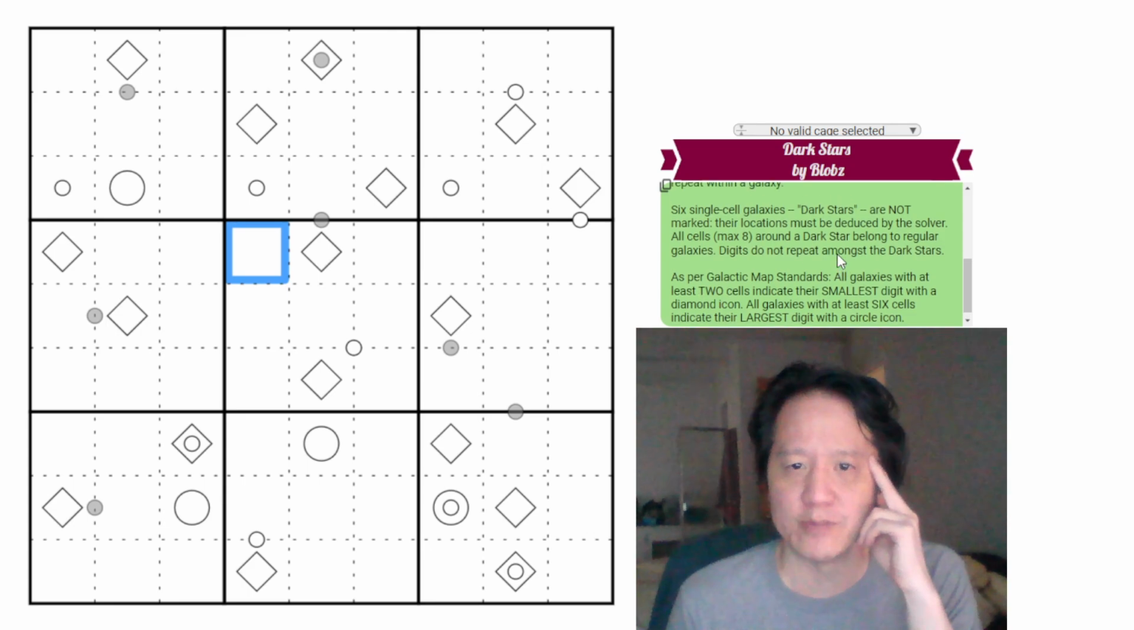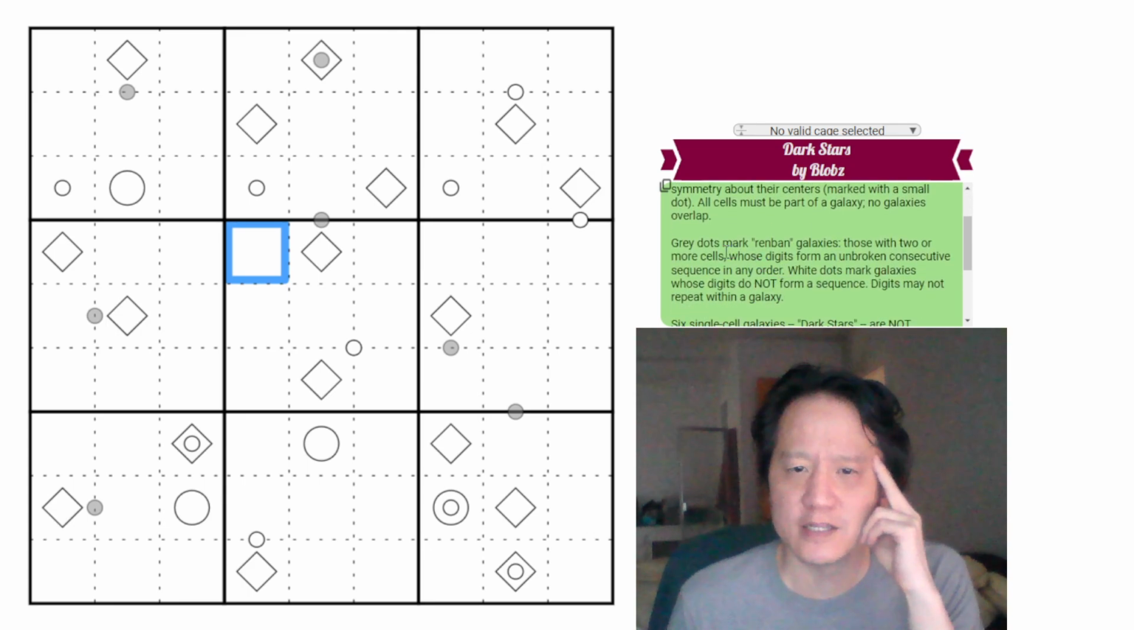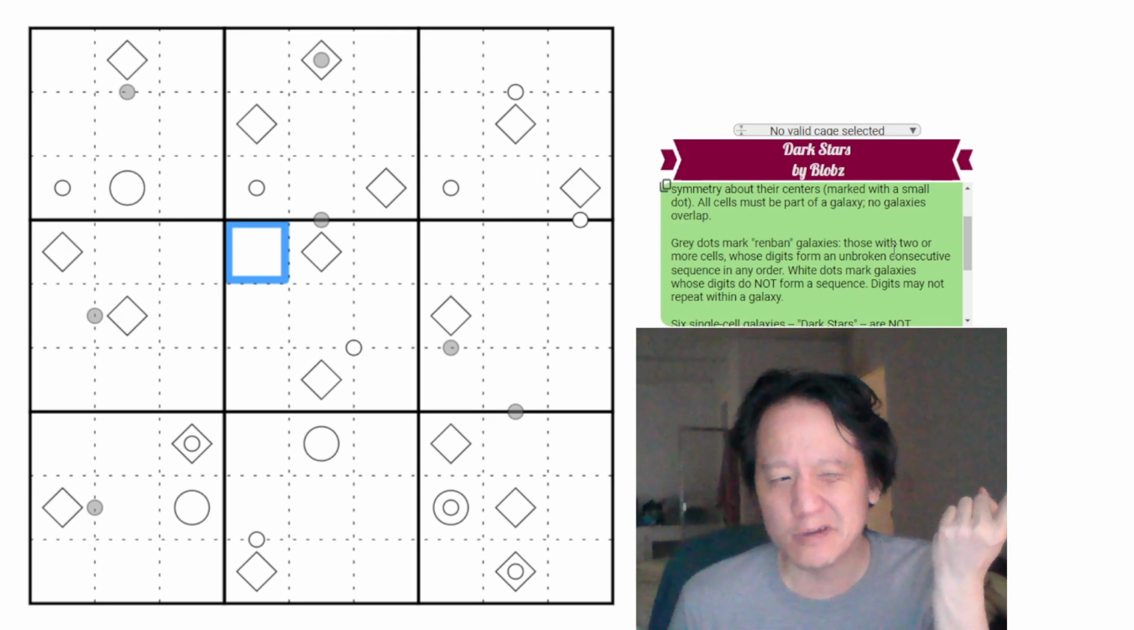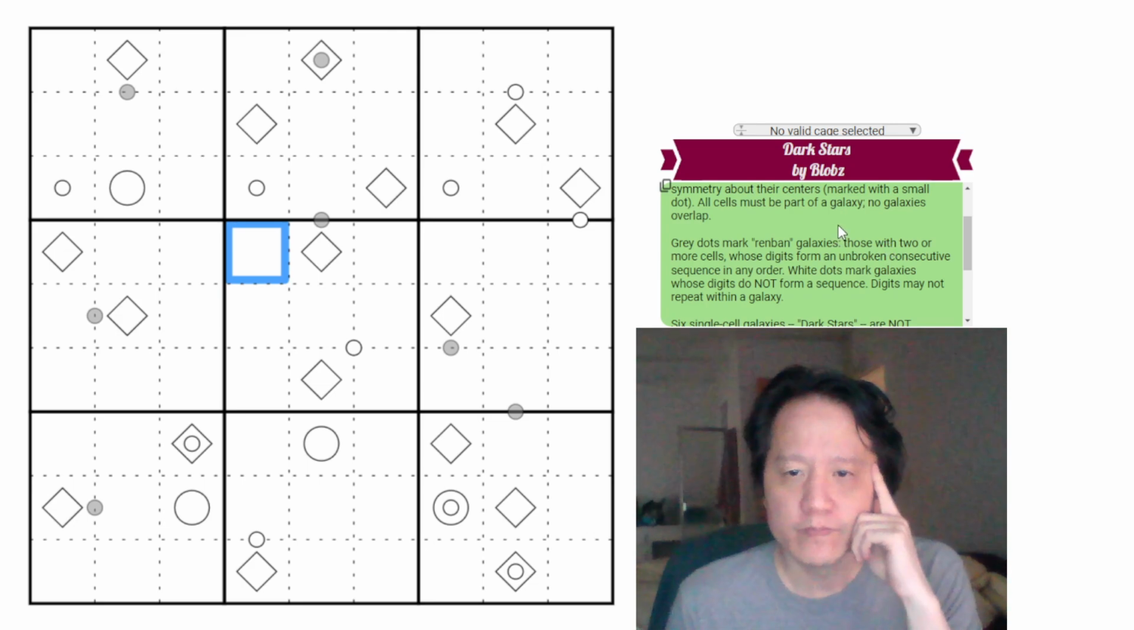I'm not sure because it does state in the Renban galaxies, those with two or more cells. So does that mean that the Renban galaxies can be one cell? I'm not sure.